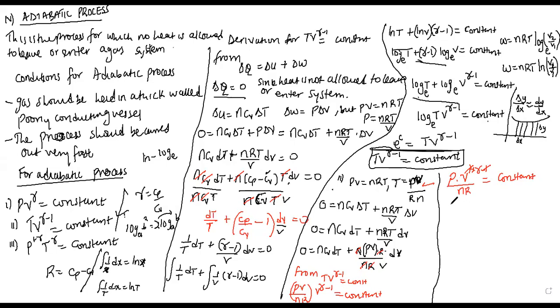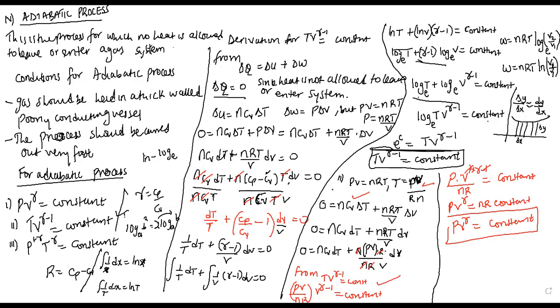Therefore, PV^gamma is equal to nR times a constant. So for the same reason, PV^gamma is a constant. Now with this derivation, unless they say start from heat energy or from the first law of thermodynamics, that's how normally the question comes. So they require you to start from here. But if they don't ask you to start from there, you can start from here and conclude that.